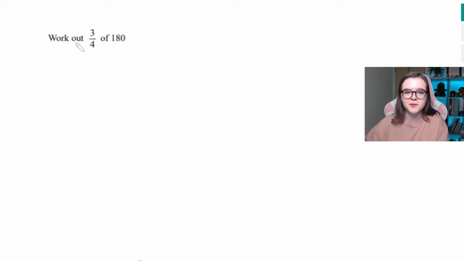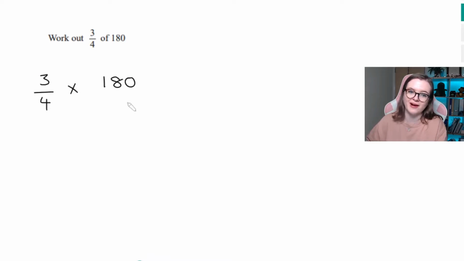Very similar then, work out 3/4 of 180. So same thing as what we did last time. I'm going to do 3/4 of, remember, of means times, so times 180. Trying to do a fraction times a non-fraction is not going to work. So what we do there is just divide it by 1, make it a fraction, and then times it together.